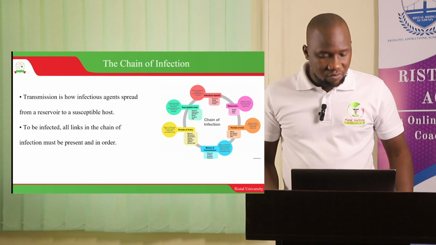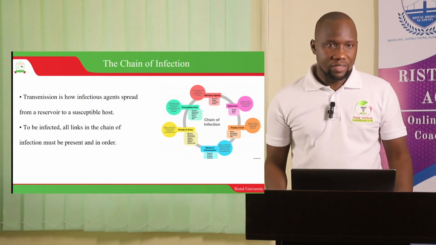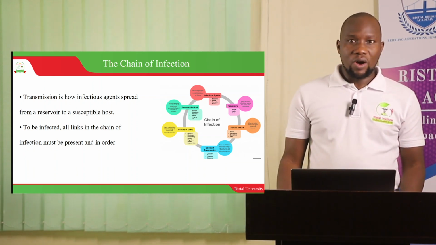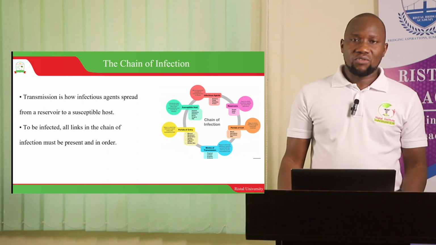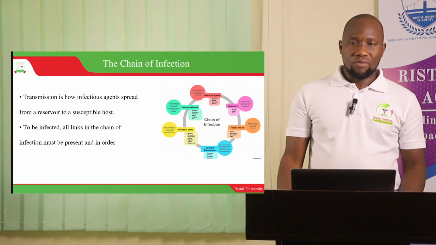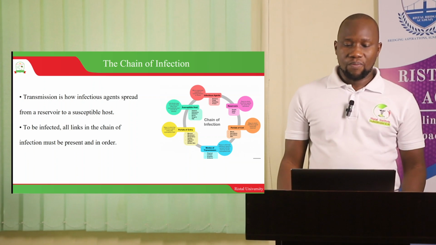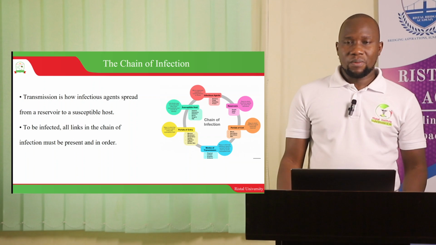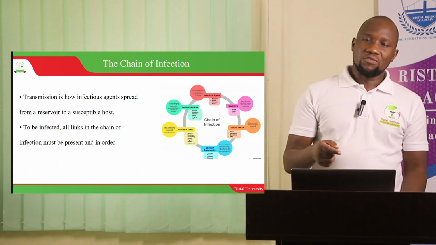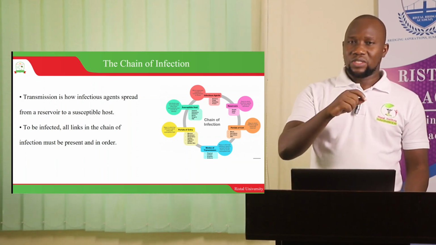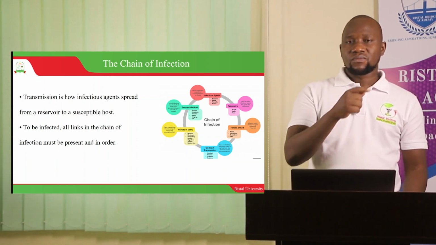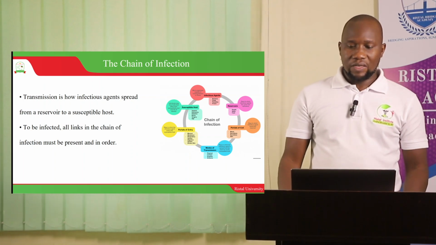So when we talk about transmission of these infectious diseases, we are talking about how the infectious agents spread from one person to the other, or from the reservoir to a susceptible host. Okay, so we describe the whole chain of events, moving from a reservoir to the host, as what we call the chain of infection.